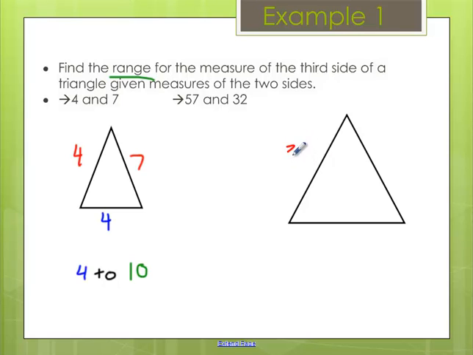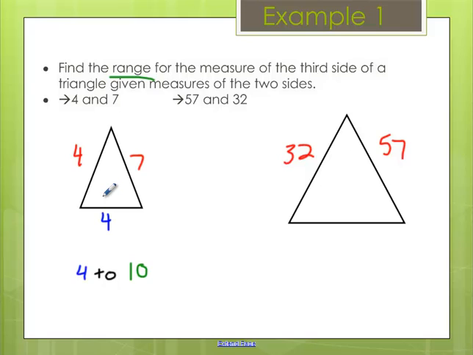So this side's 32, this one's 57. Same process, just bigger numbers. Well, what did we do over here? 7 minus 4 is 3. So this number can't be 3. It has to be bigger than 3.